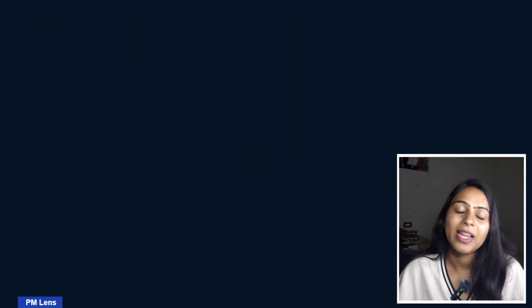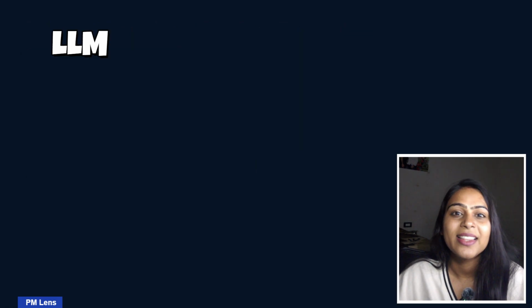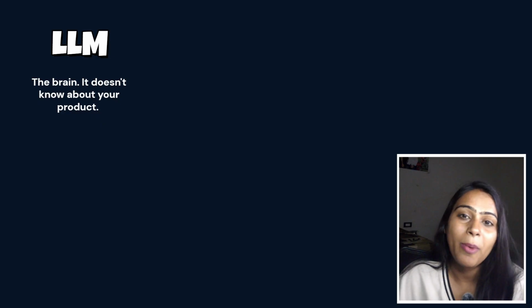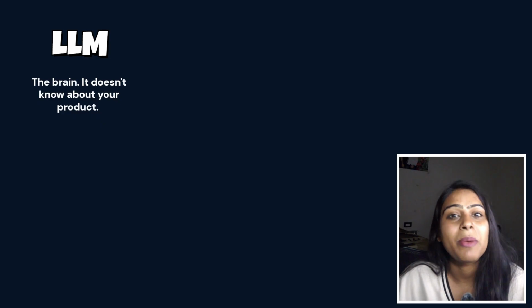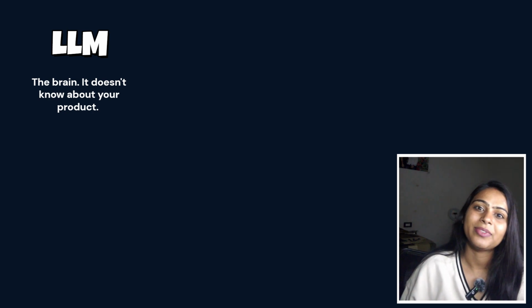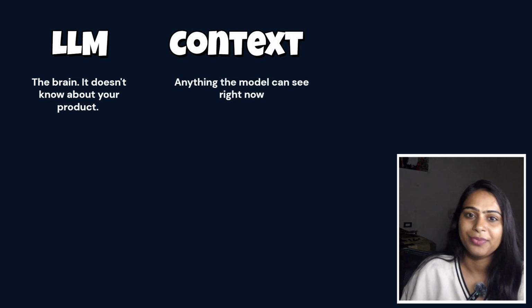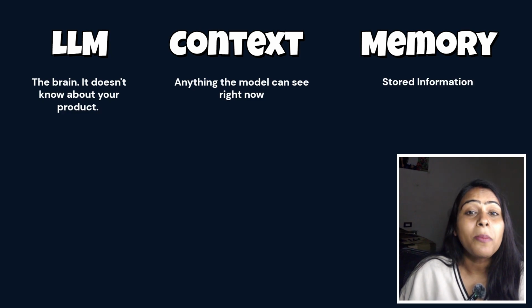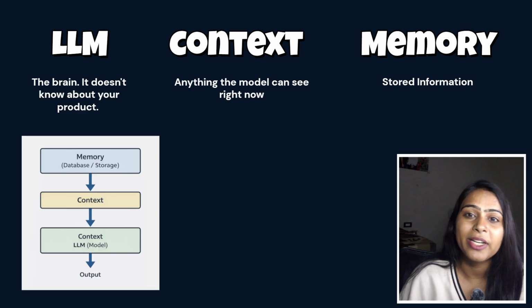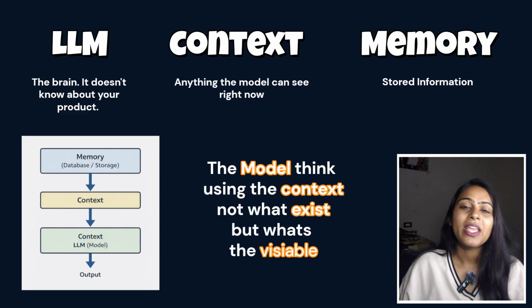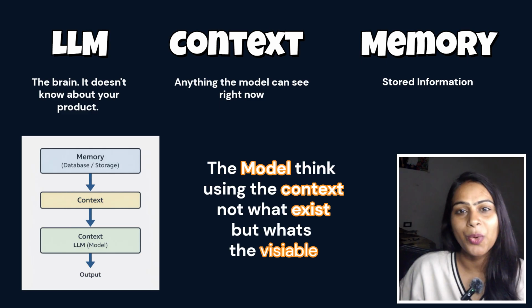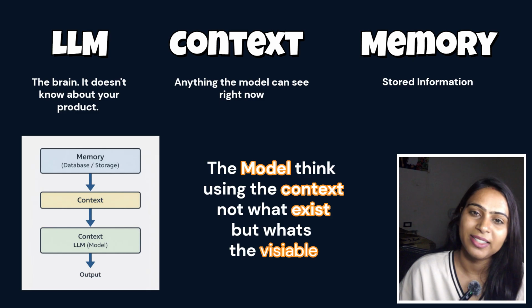Before we go deeper, let's simplify three things. The LLM is the model. It acts as a brain, but it doesn't know about your product and can't remember anything. Context: anything the model can see right now. And memory: it stores information, but the model cannot use it unless you put it into the context. So the model only thinks using the context, not what exists, but what's visible. Now, this will make everything else clear.